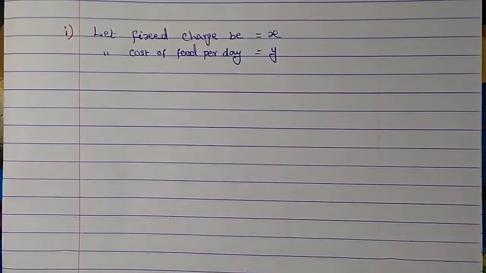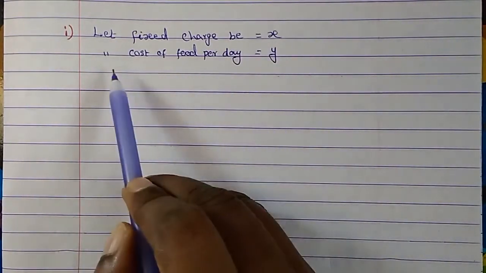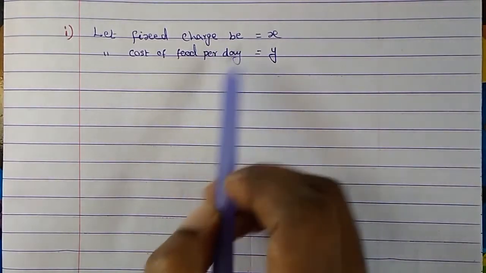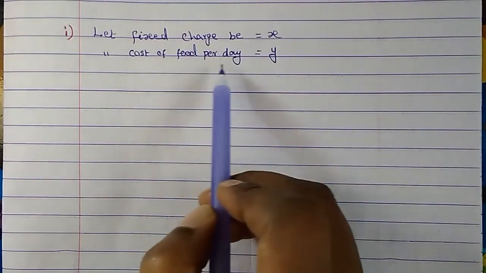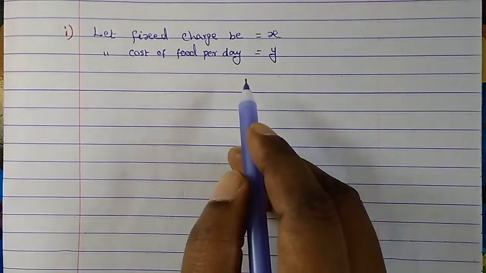So whenever we have to find something, that only we will keep as let. So let the fixed charge be x and let the cost of food per day be y. So this is what we have to find out. One we keep as x and the second one what we have to find, we'll keep as y. So now we have to make the equations.